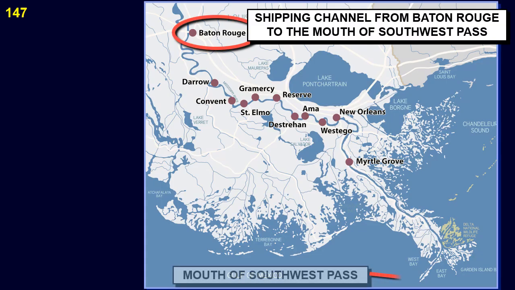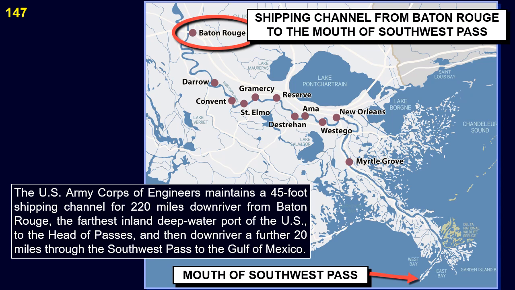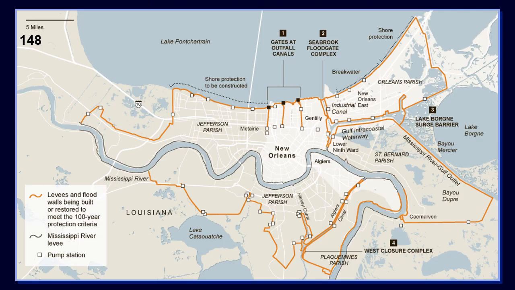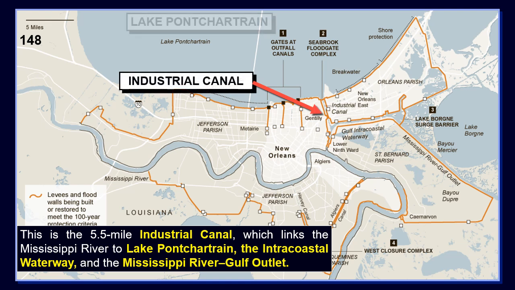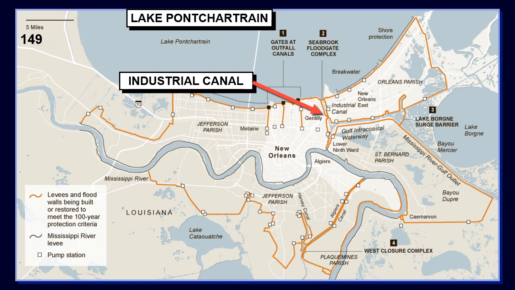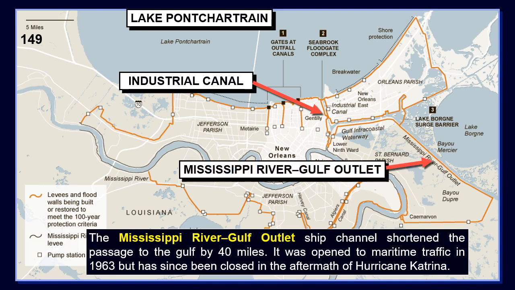The U.S. Army Corps of Engineers maintains a 45-foot shipping channel for 220 miles downriver from Baton Rouge, the farthest inland deep water port of the U.S., to the head of passes, and then downriver a further 20 miles through the Southwest Pass to the Gulf of Mexico. This is the 5.5-mile industrial canal, which links the Mississippi River to Lake Pontchartrain, the intracoastal waterway, and the Mississippi River Gulf Outlet. The Mississippi River Gulf Outlet ship channel shortened the passage to the Gulf by 40 miles. It was open to maritime traffic in 1963 but has since been closed in the aftermath of Hurricane Katrina.